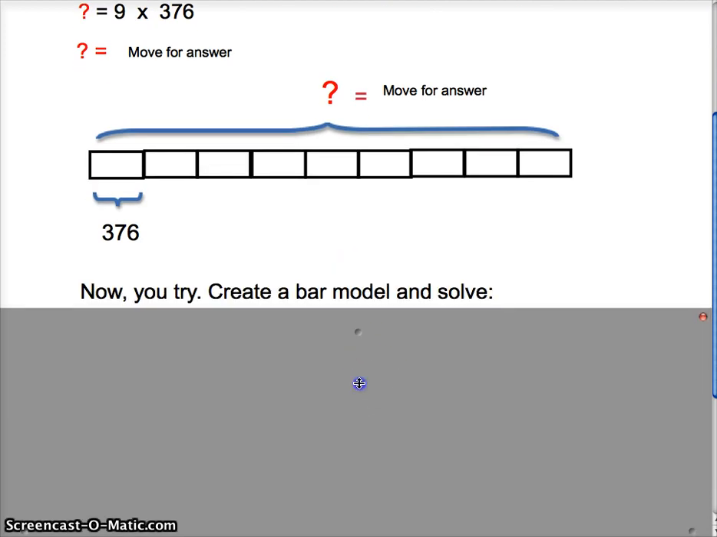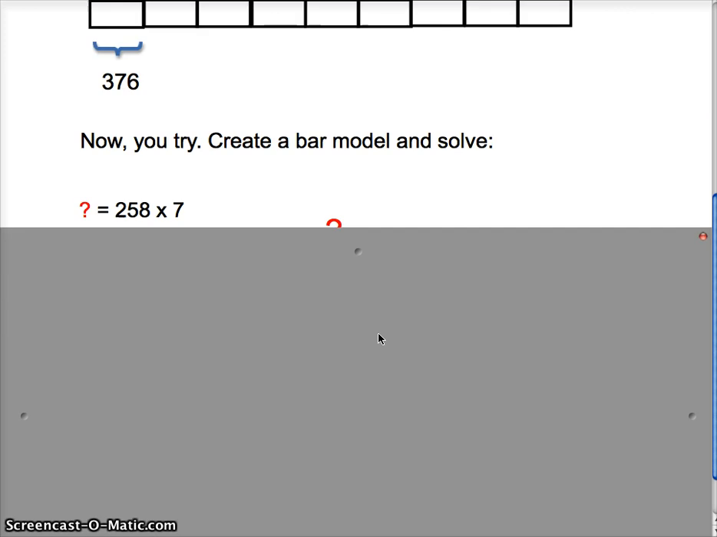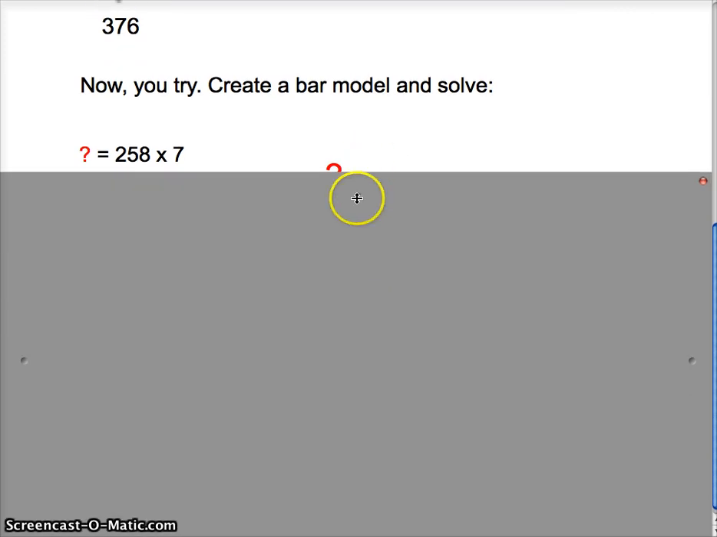Now let's try a bar model on your own. So you're going to go ahead and try to make the bar model for 258 times 7. 258, 7 times. Go ahead and pause the screen and come back when you're finished. Are you finished? Okay, let's look at this bar model. Let's see how you did.